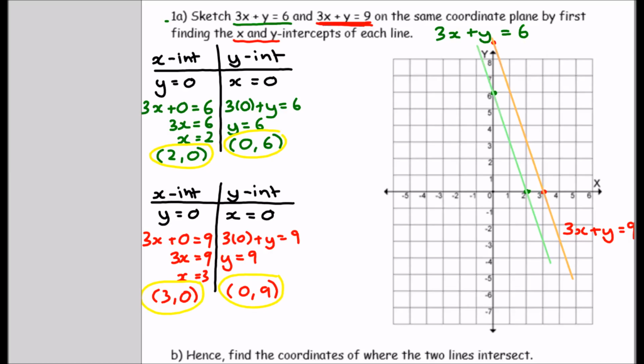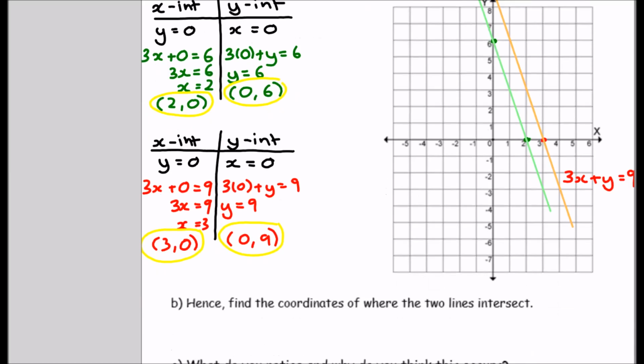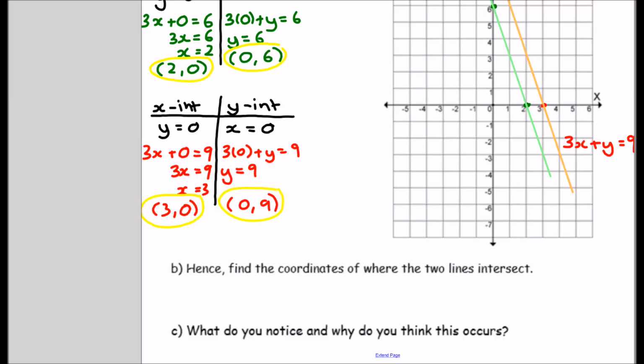So we've finished question 1a. We're now on to question 1b. So what are we asked in question 1b? Hence, find the coordinates of where the two lines intersect. Have a look up at the graph. Where did the two lines intersect? Do they intersect at all?